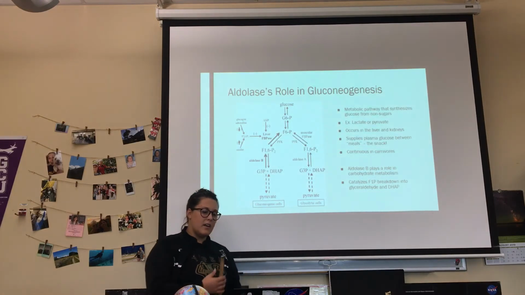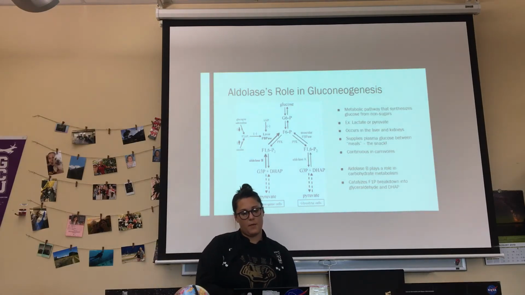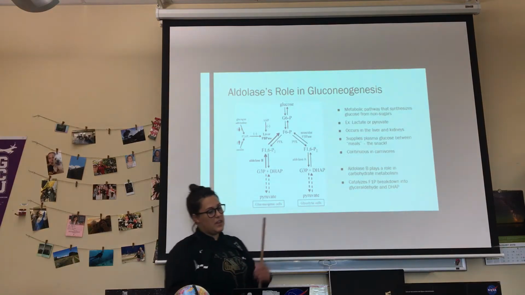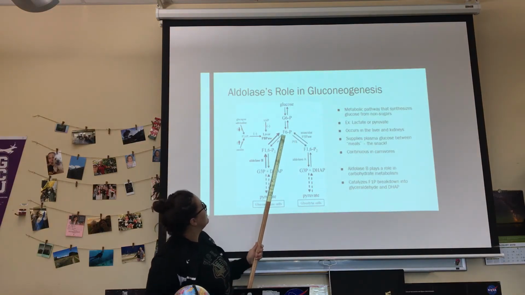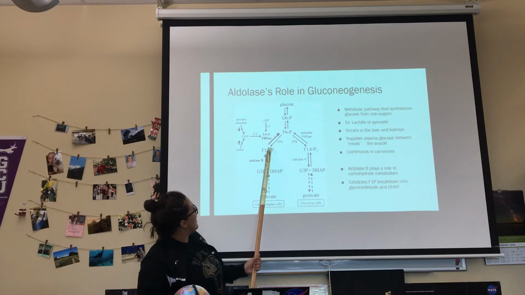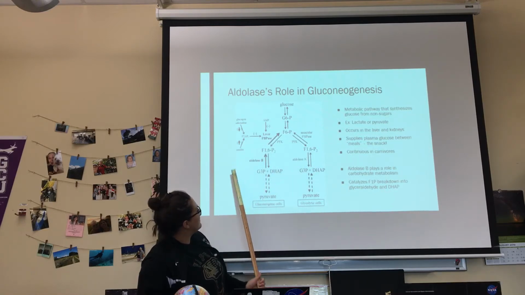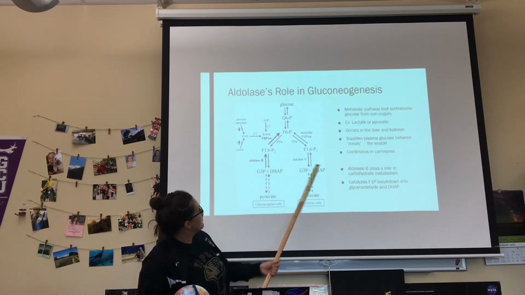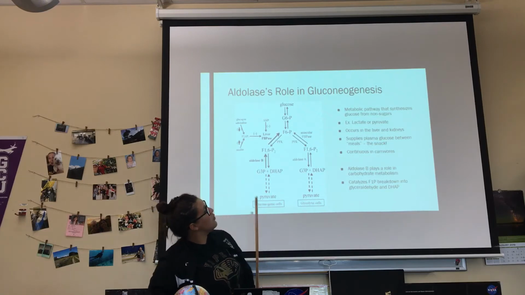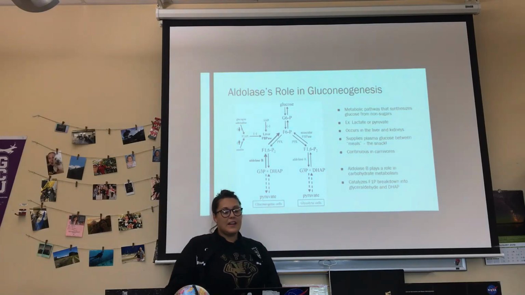Looking at aldolase, aldolase B plays a role in carbohydrate metabolism. If you see up here, you'll see glucose coming in, and we have aldolase B and aldolase A helping to convert and make gluconeogenesis occur. It catalyzes the F1P breakdown into glyceraldehyde and DHAP. So without it, one, we couldn't make our main form of energy, and two, we couldn't make our sub form of energy.